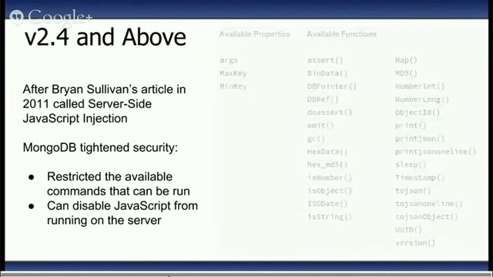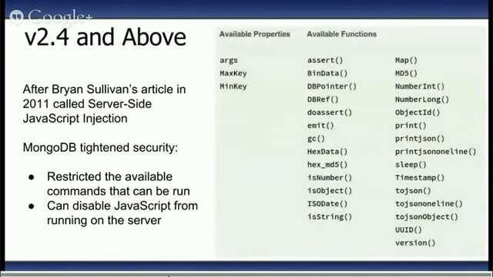Anyway, so this is where I mentioned they fixed it after 2.4, after Brian Sutherland's article, and they've tightened the security a little bit. You can disable JavaScript and also restrict the available commands that you can run on the server. So if you have to enable JavaScript, you no longer have access to that DB object, which means you can't modify the schema or look at table names. So they're limited to a subset of functions on the server.